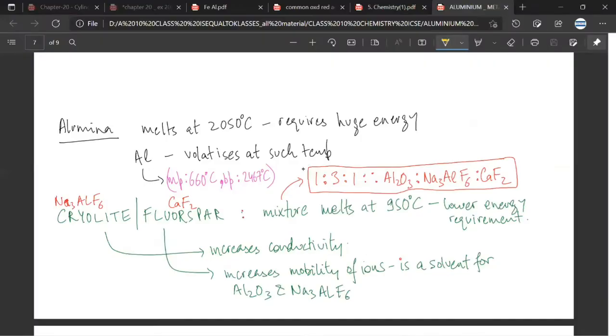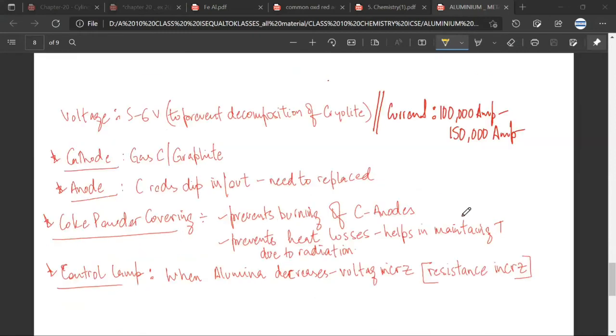Any doubt here? Now let us see how these two things helped in bringing down the cost. So they brought down the temperature to 950 degrees Celsius. They increased the conductivity. These are the important questions which are usually asked. So they increase the conductivity, they increase the mobility of the ions, and they act as a solvent for cryolite and alumina. Any doubt here? No doubt. So once the melting point of the mixture was brought down, the cost was brought down, which helped in making aluminium more accessible.